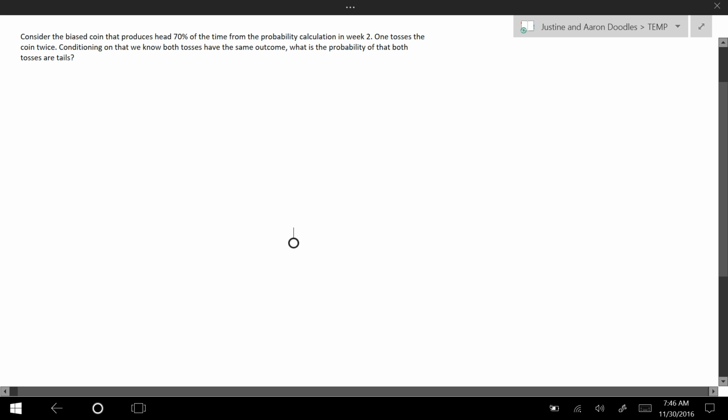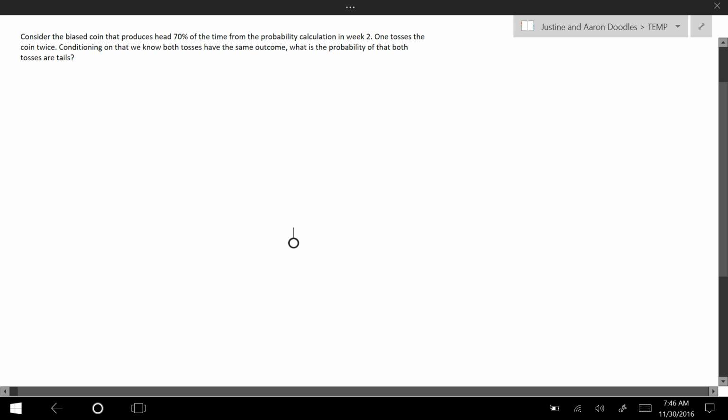Conduct. Now, question number one is: consider the biased coin that produces heads 70% of the time from the probability calculation in week 2. One tosses the coin twice. Conditioning on what we know, both tosses have the same outcome, what is the probability that both tosses are tails?